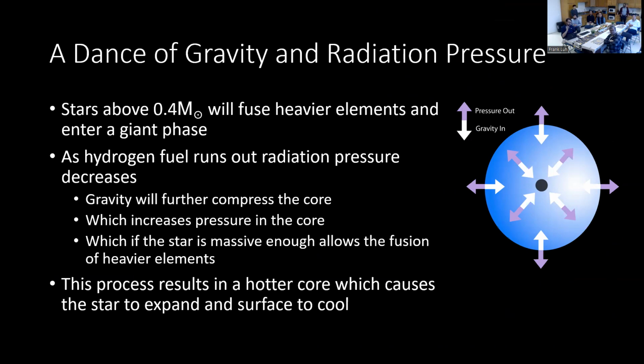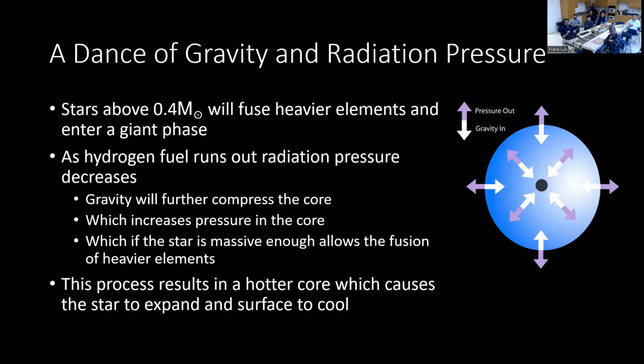Right. So again, stars above a certain 0.4 solar masses will fuse heavier elements and will enter a giant phase. As hydrogen fuel runs out, the radiation pressure that's generated from the heat of the core and from the fusion taking place is counteracting the force of gravity. Right, because gravity wants to crush it all down as small and tight as possible, but that radiation pressure from fusion is balancing it out. So when you run out of fuel, that radiation pressure decreases and gravity contracts the star further. That makes the central core hotter.